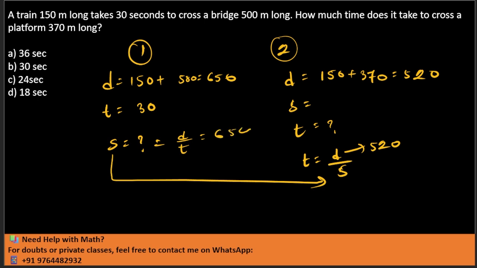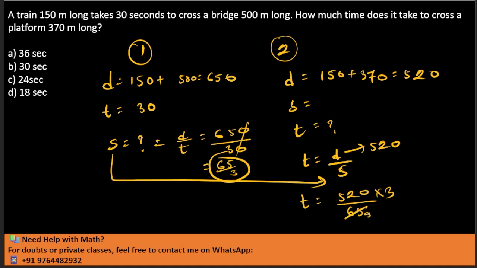It is 650 divided by 30, so it is 65 upon 3. Now make it a number with a decimal point. So time is equal to 520 divided by 65 upon 3, so this 3 will come on the numerator. 13 5 times, 4 times, so 40, and 8 times, so it will be 24 seconds. Option C. All right, you got it, how to solve it.